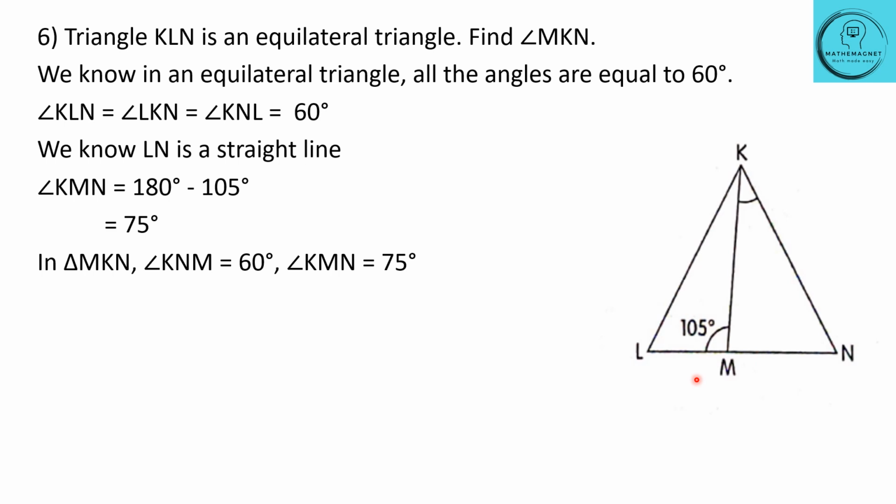So in triangle MKN, let's consider only this triangle. We know this angle is 75 degrees and we also know this angle is 60 degrees. So now we just have to find the third angle. That is MKN equal to 180 minus 75 minus 60. Using what property? The sum of all angles in a triangle is equal to 180, right? Using that property, we find MKN is equal to 45 degrees. So the unknown angle MKN is 45 degrees.